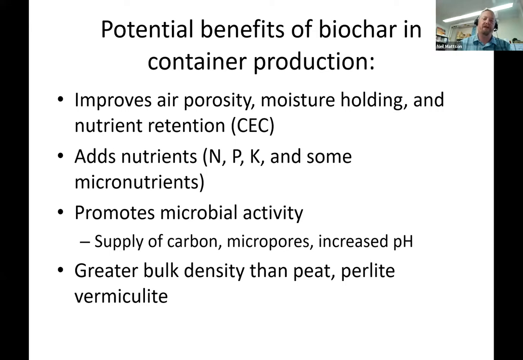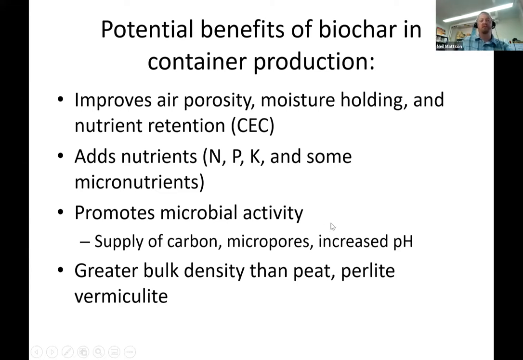These sites can attract cations, or positively charged nutrients, so it increases the nutrient retention of our soilless substrates. Biochar itself can add nutrients such as N, P, K, calcium, magnesium, and some micronutrients. So just the nutritional effect of biochar can be helpful.